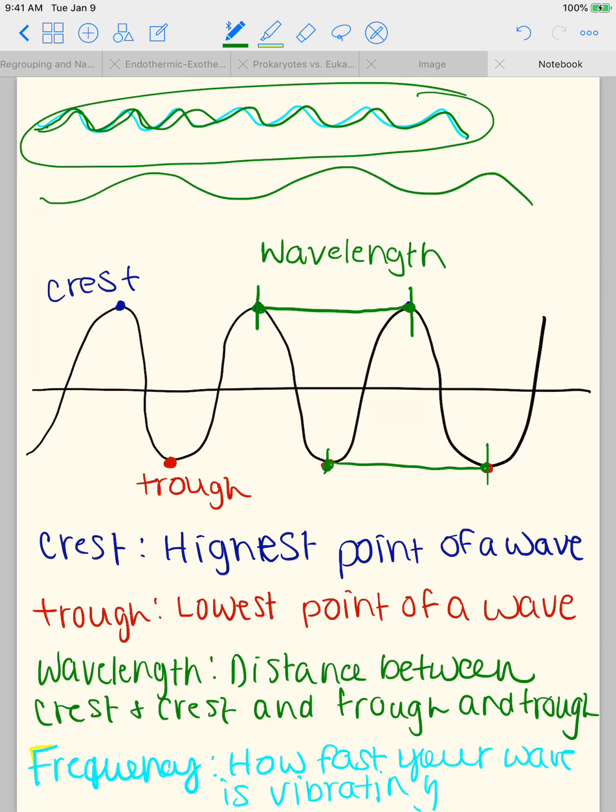So again, to review, your crest is your highest point of a wave. Your trough is the lowest point. Your wavelength is the distance between the two. And then your frequency is how fast your wave is vibrating.